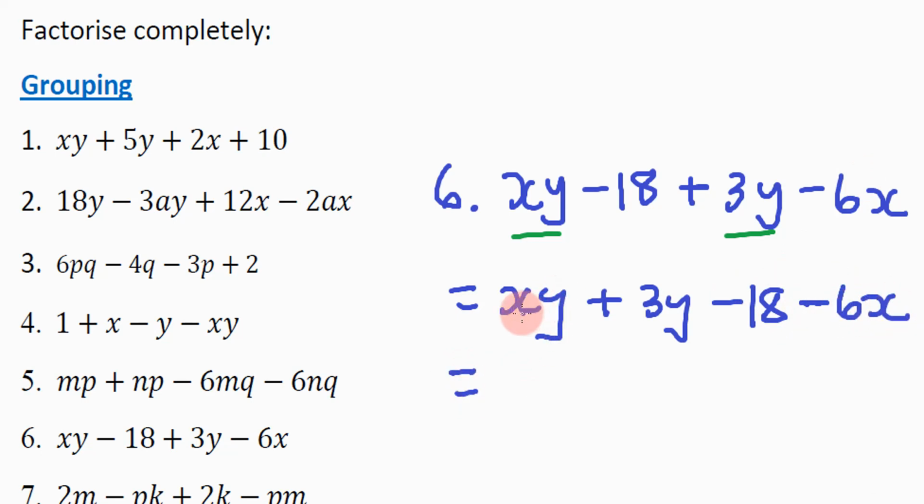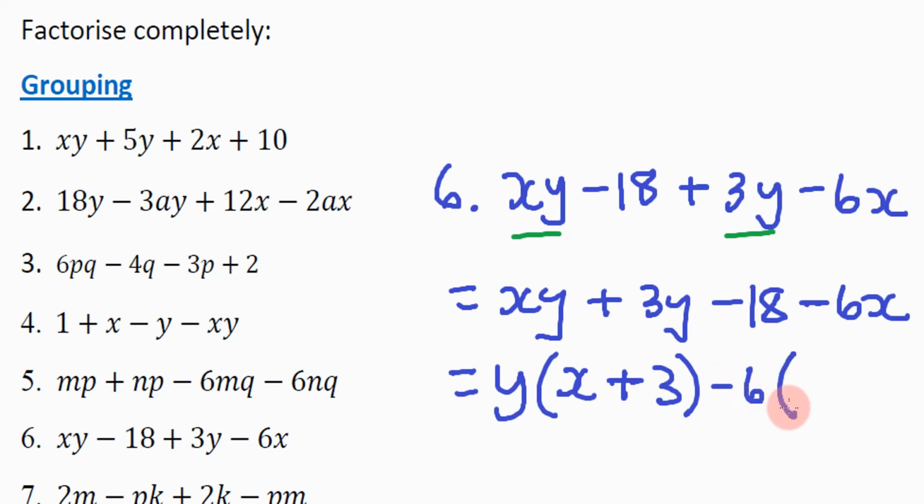So then, for the first two terms, the common factor is y, so we can take it out. We're left with x, and then a plus, and then 3. We can take out a common factor of negative 6 from the last two terms. So 6 into 18 thrice. Then a negative times a positive here will give us a negative. And then 6 into 6x, x times. So x remains.